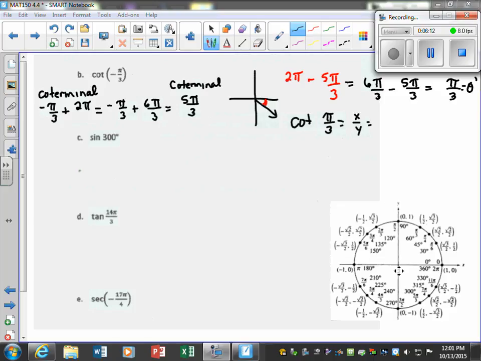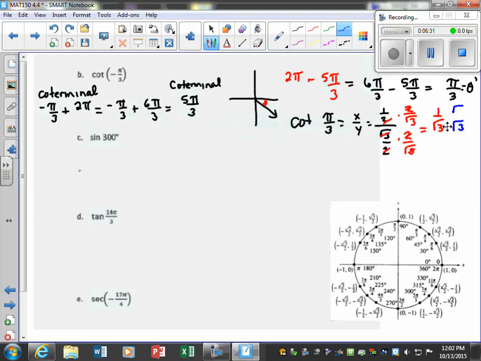Okay, cotangent is your x over your y, and this is pi over 3, so we're using this value right here, so it's going to be 1/2 over square root of 3 over 2. Okay, and now we want to simplify this by multiplying by the reciprocal. After you multiply by the reciprocal, we still have 1 over square root of 3, and then we rationalize the denominator to get square root of 3 over 3.